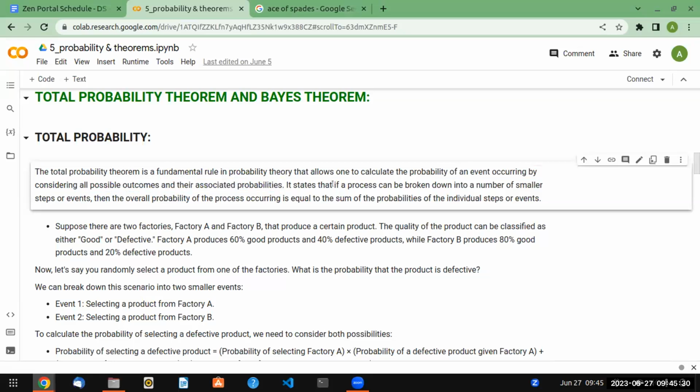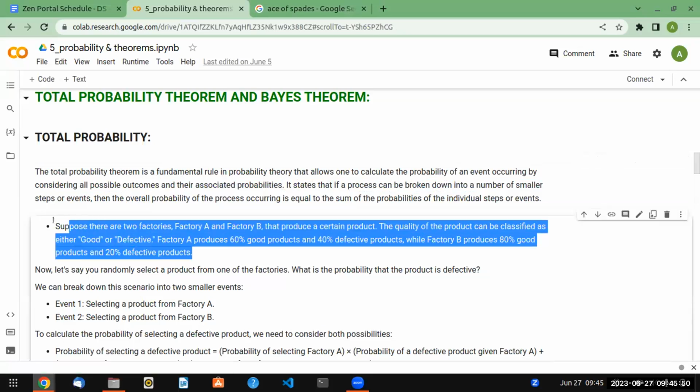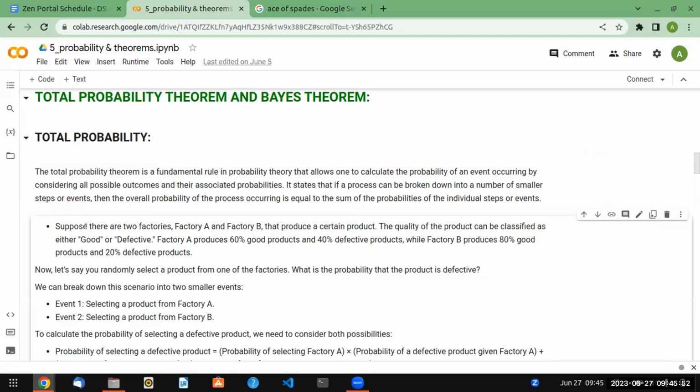It states that if a process can be broken down into smaller steps or events, once you break it down into smaller events, the overall probability will be the sum of these small events that you created. This is what the total probability theorem says. For example, this is a good example to understand. Suppose there are 2 factories, factory A and factory B, that produce a certain product. The quality of the product can be classified as either good or defective.